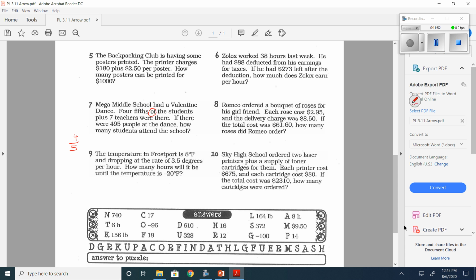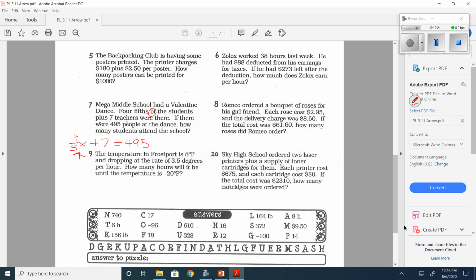So I need a variable to represent that. I could use s for students. I'm just going to use x. So 4/5 times the number of students plus 7 teachers. So I just write plus 7. If there were 495 people at the dance, so we know all together there were 495 people, how many students attended the school? So the x right here represented the number of students, so we're just going to solve for the x.